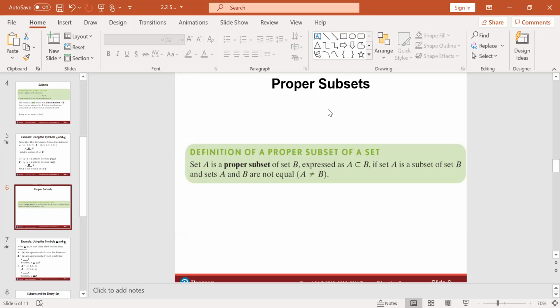So A is a proper subset of B, which you write using this symbol. It's like the curved part, the horseshoe, without a line underneath it. You write it like a sideways capital U, if the two sets are not the same and A is truly a subset of B. Now, this is what you think of. This is what you normally want when you think of the word subset.